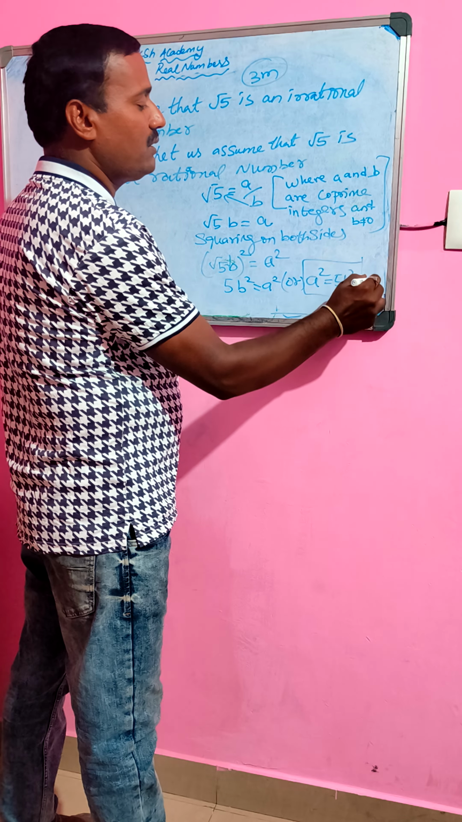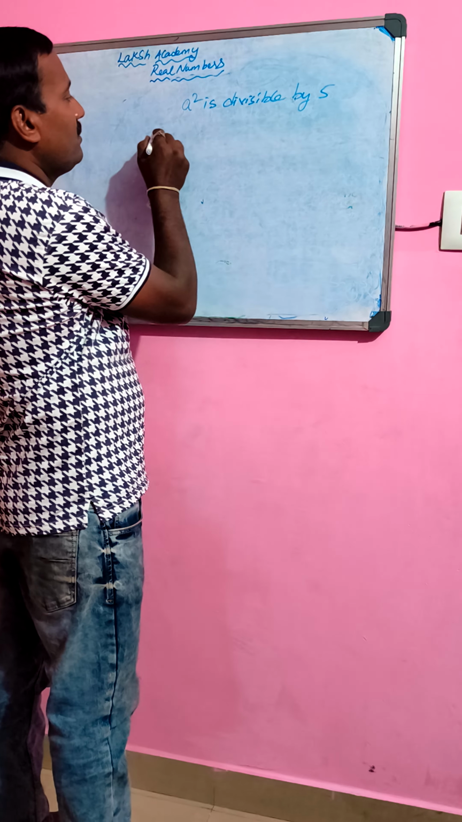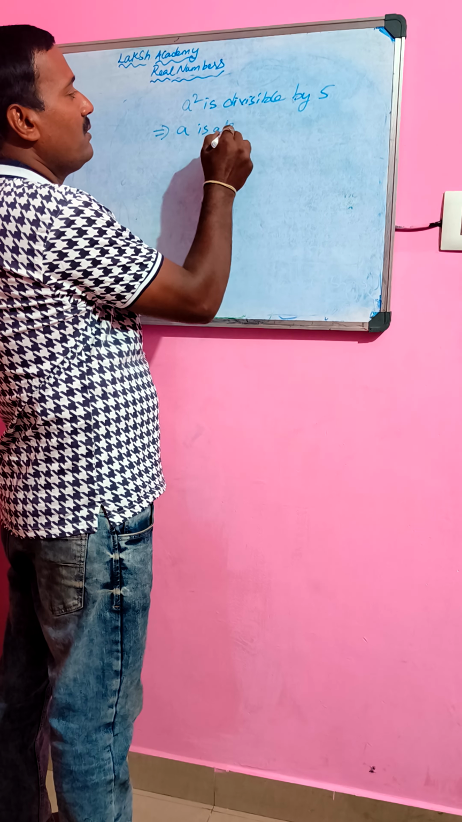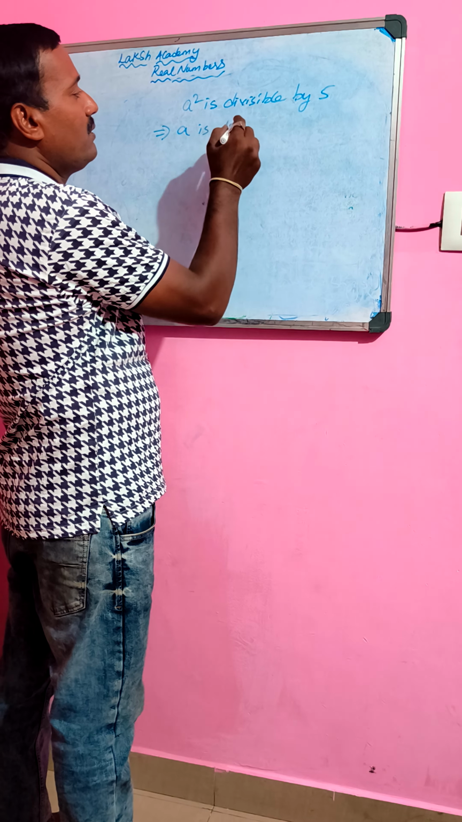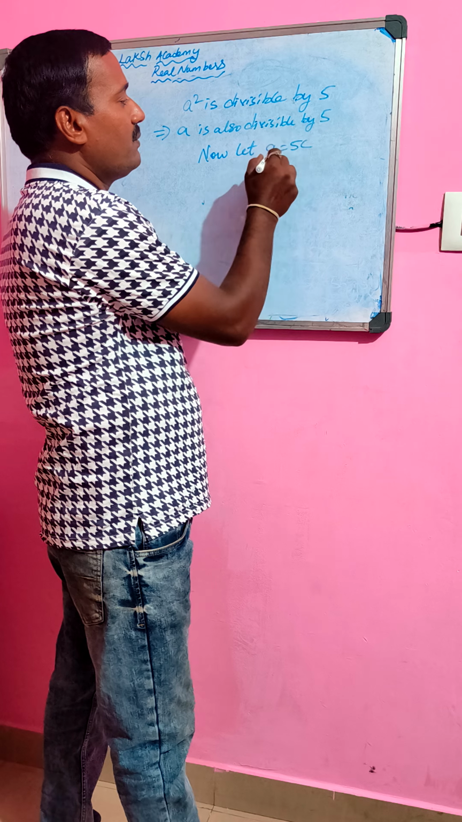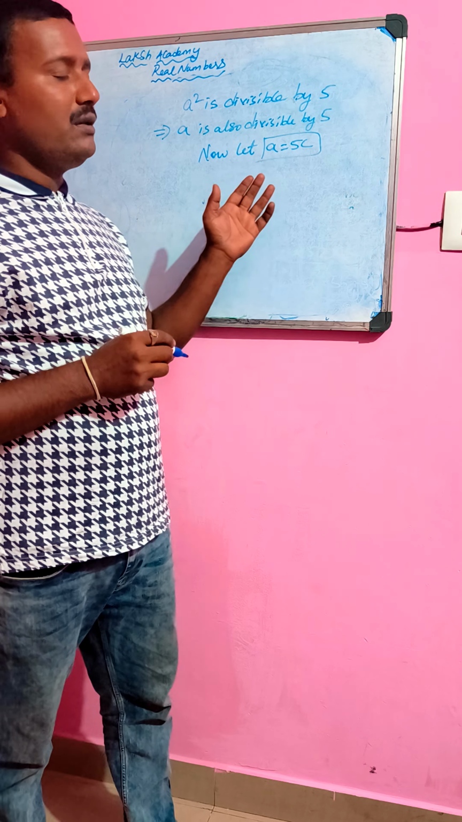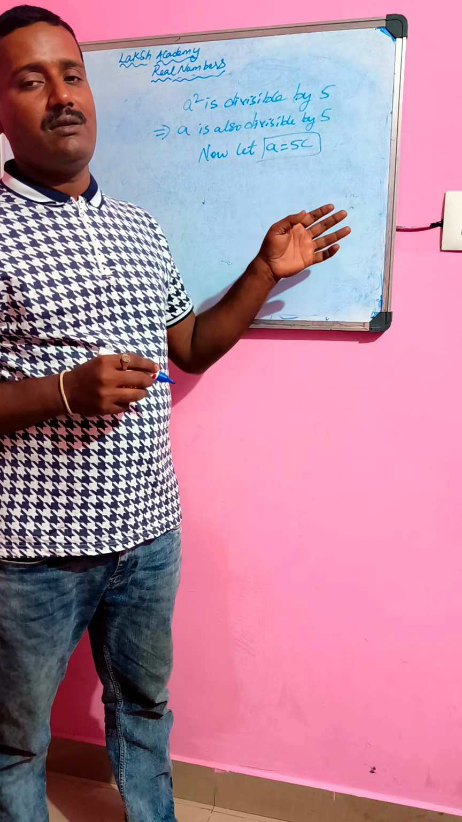Now, a square is divisible by 5. This implies a is also divisible by 5. So a square means a into a, and a is also divisible by 5. Now let a equal to 5c. Since root 5 is given, only that we took a equal to 5c. Suppose root 2 is given, then a equal to 2c. Like that you have to change the numbers and write the same steps for this type of sums.